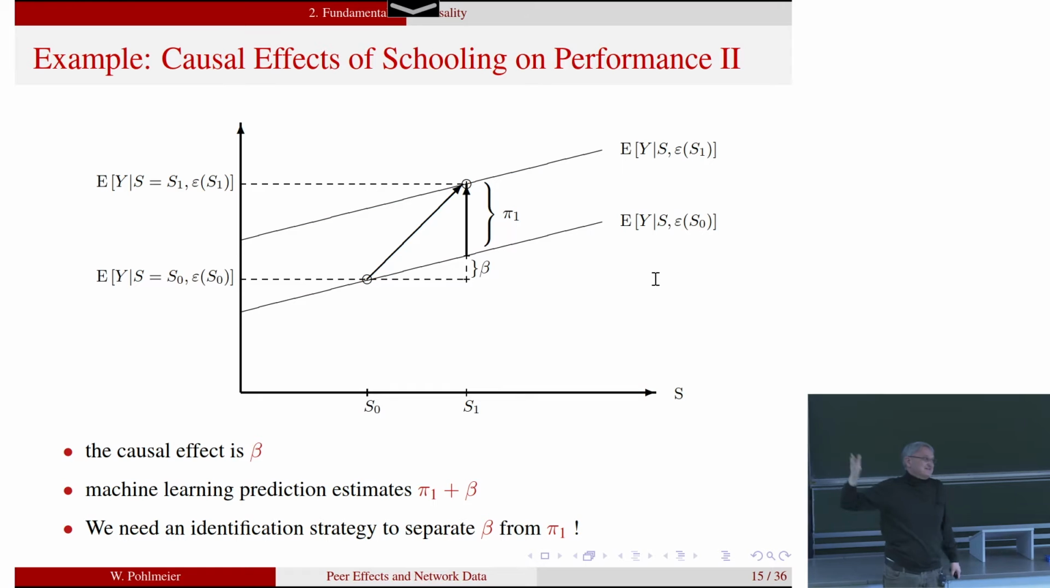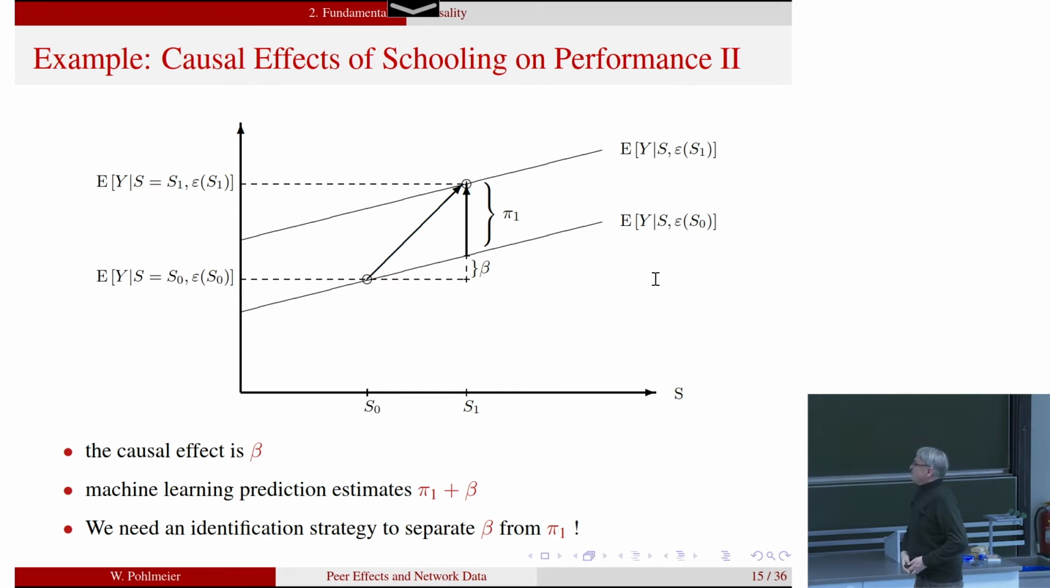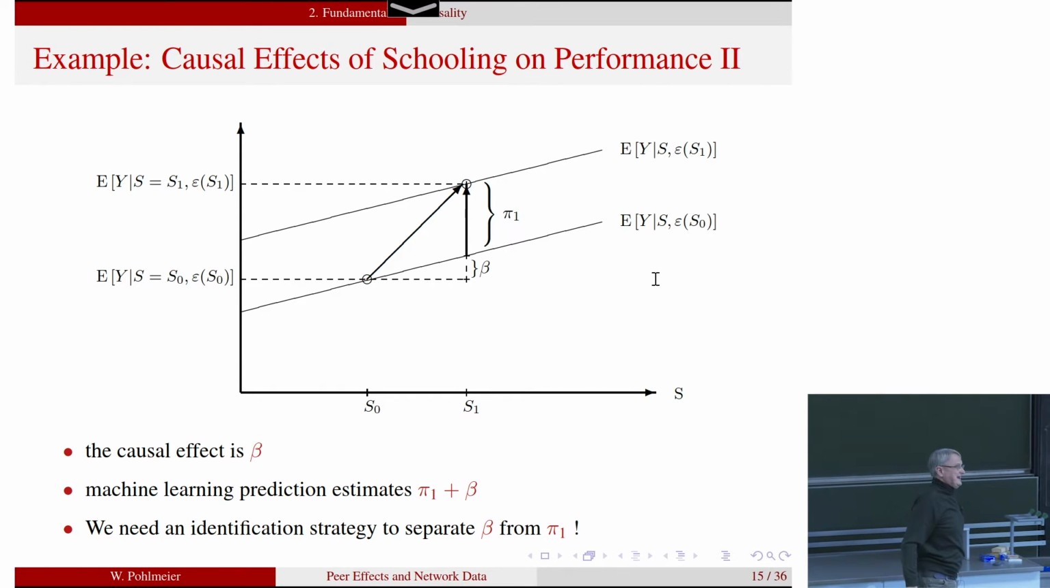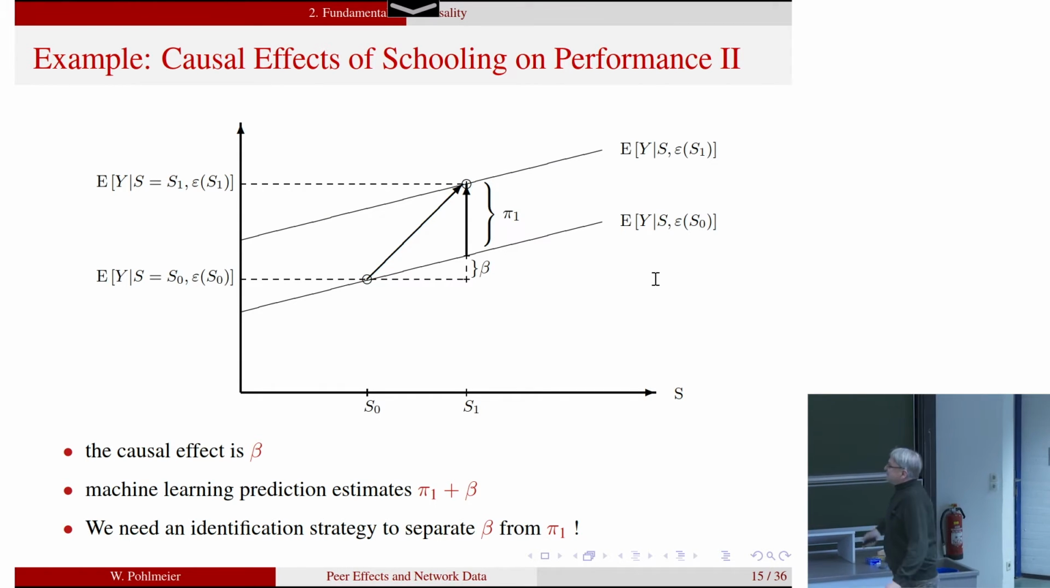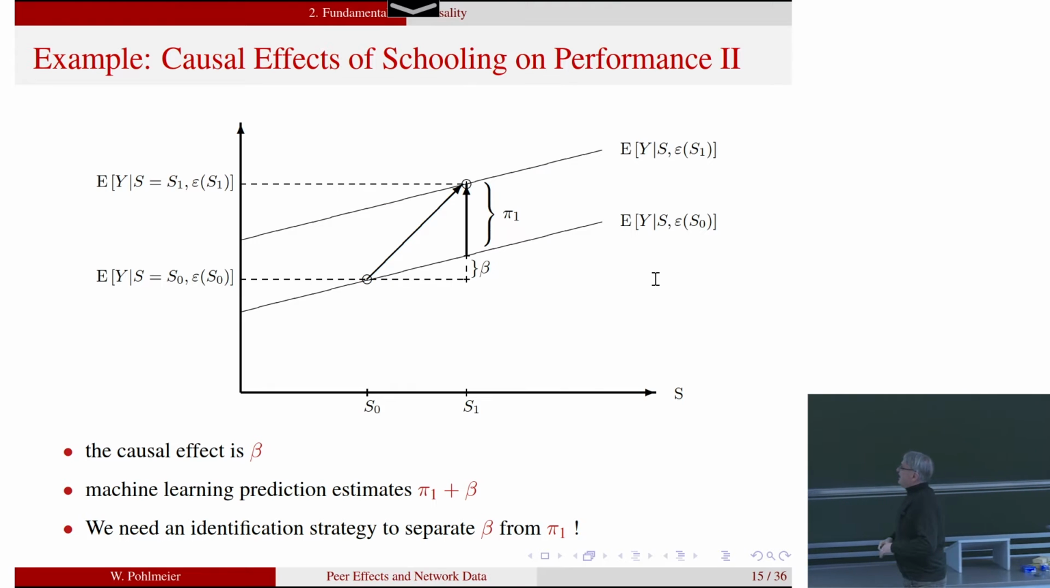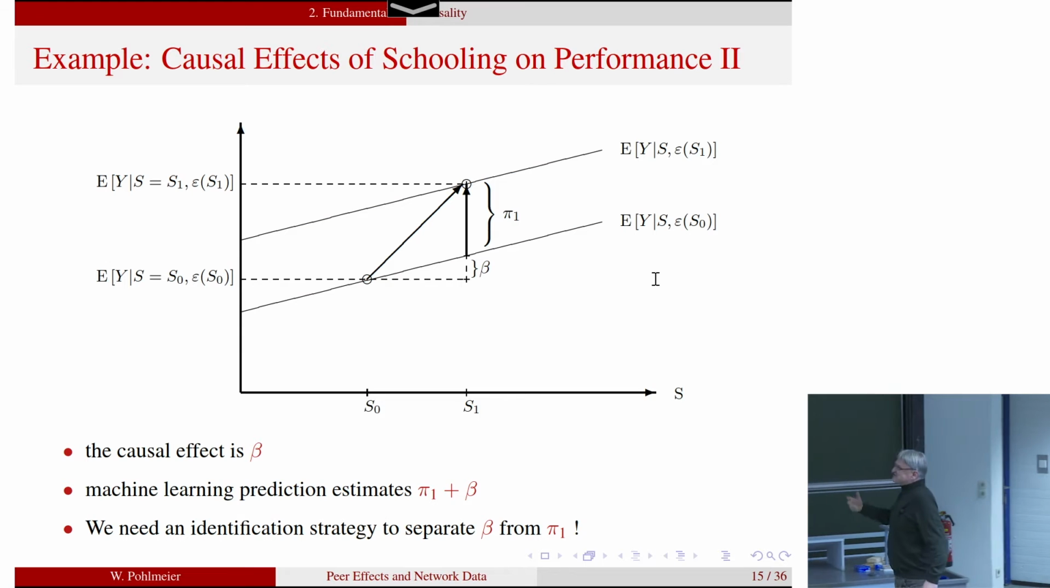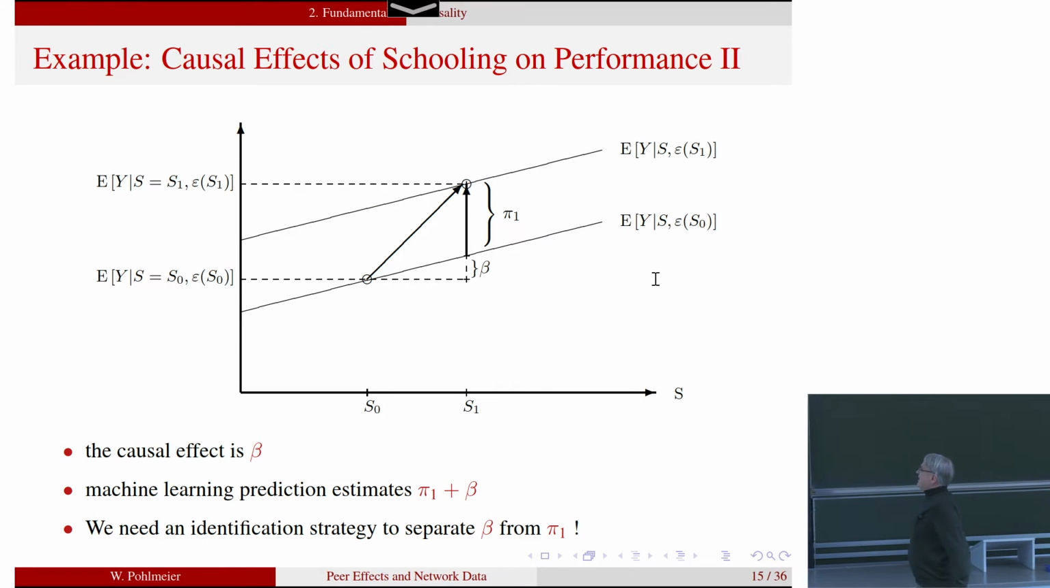In observational settings, it's not. People with S0 years of schooling have different cognitive and non-cognitive skills than people with S1 years of schooling. So if you run a regression, just the conditional mean, you would get a slope parameter that is beta plus pi 1. Pi 1 is the effect that we call the selection effect, if you like. But you want to have beta, the causal effect. And how can you get that?